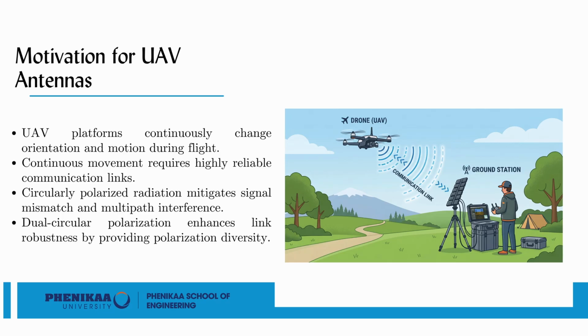Furthermore, upgrading to a dual circularly polarized system provides necessary polarization diversity. This diversity serves as a critical redundancy layer, substantially increasing the overall stability of the communication link. While the benefits of dual circular polarization are clear, integrating these systems onto small aircraft introduces significant physical challenges.